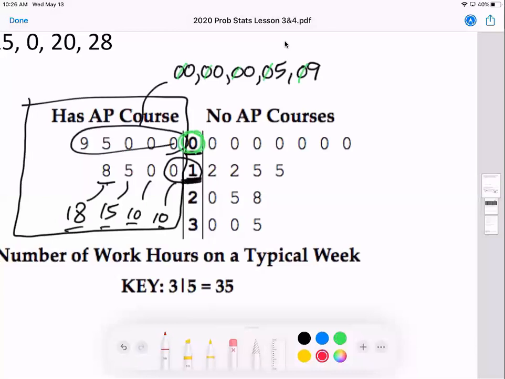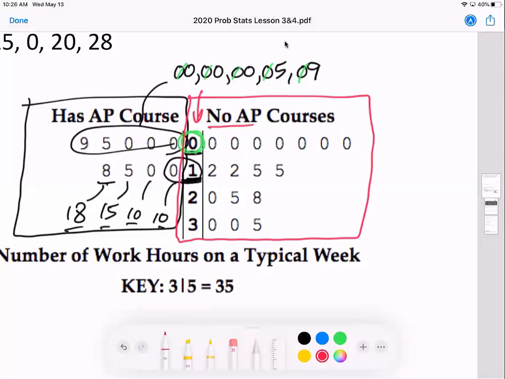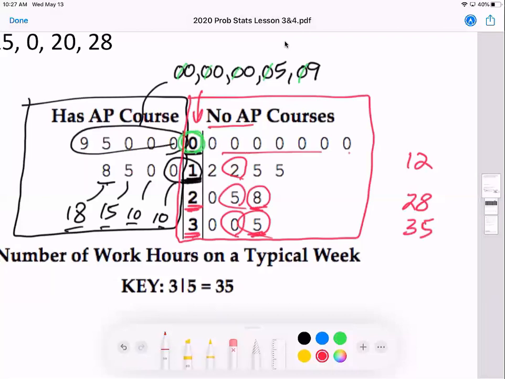And then on the right side, this is back-to-back or side-by-side. On the right side, we use the same stems, 0, 1, 2, 3, and we have all these students who aren't taking any AP courses. So for instance, I just want you to think mentally really quick, what does this number represent? That would be 28. What does this number represent? That would be 12. What does that number represent? That would be 35. And on and on and on. This would be 30, that would be 25. All these are 0.